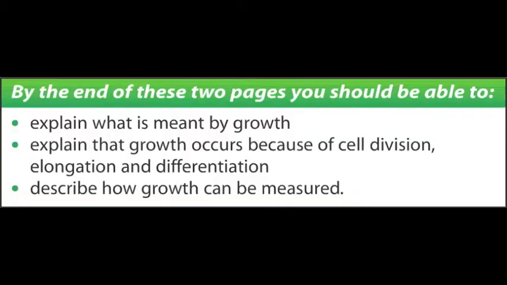Lesson number 2, what is growth? By the end of this lesson, you should be able to explain what is meant by growth, and explain that growth occurs because of cell division, elongation, and differentiation, and also describe how growth can be measured.